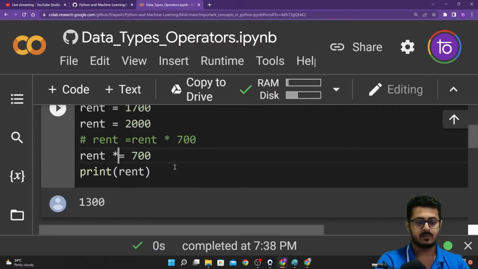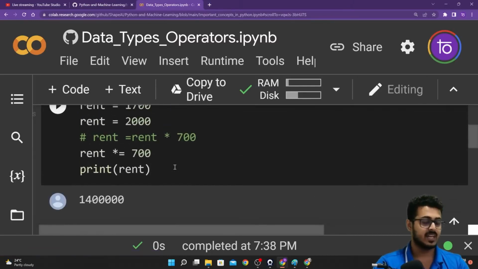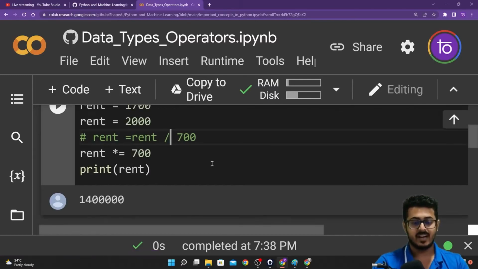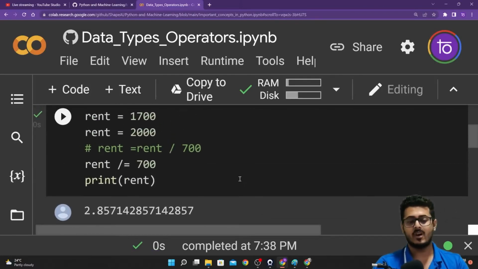We can do it by multiplied equal to 700. So that will give us 2000 multiplied by 700. We can do it as rent is equal to rent divided by 700. Okay, we can put it up as rent divided by equal to 700. That is also something that we can do. So whatever operator that you want to use, you can use it right over here, guys.